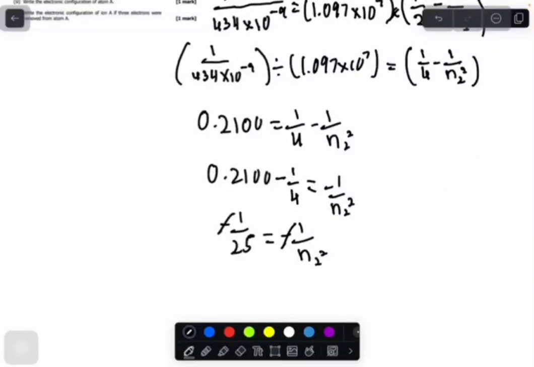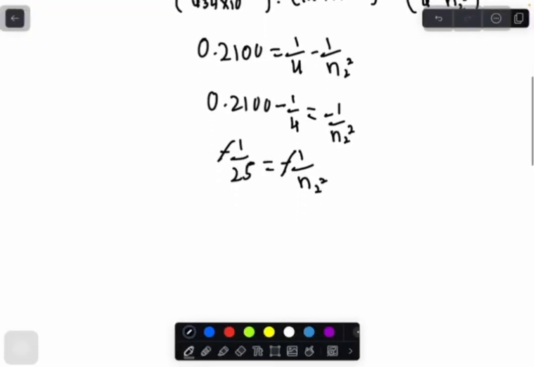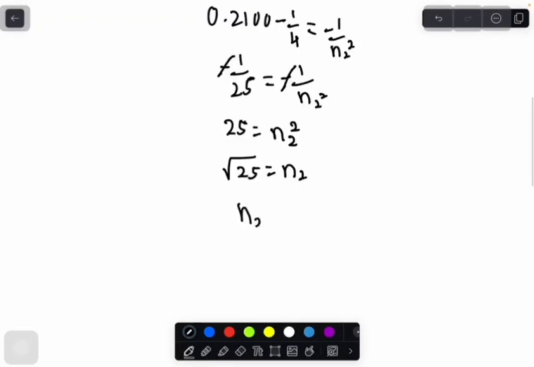Both sides 1 over, just flip the equation. So instead of 1 over 25, I flip the equation, it's going to be 25 equals to, instead of 1 over n2 squared, it's going to be n2 squared. Now just bring the square there, becomes square root 25 equals to n2 equals to 5. So that's the answer.